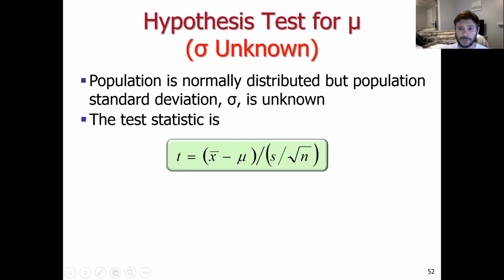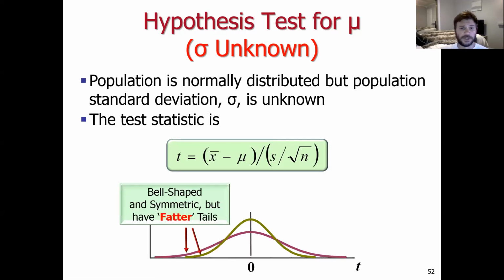Recall that the t-distribution looks a lot like the normal distribution. It's symmetric, it is bell-shaped, but it does have fatter tails, a little bit different kurtosis property than the normal distribution does. As the sample size gets larger, the t-distribution does approach the normal distribution in the limit in its shape.